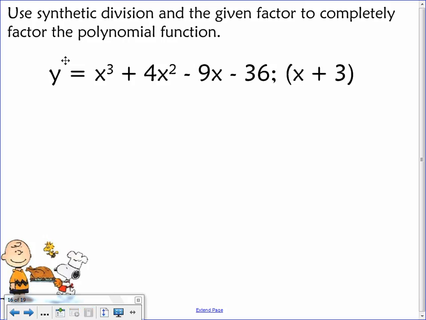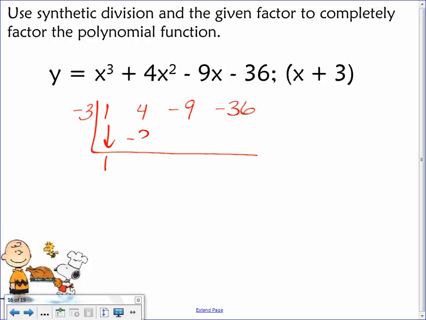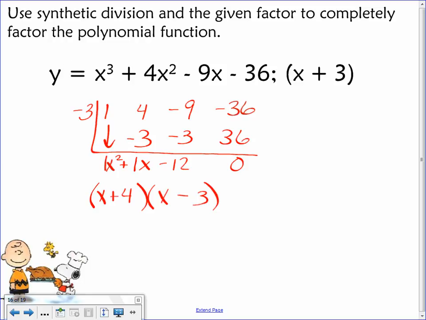All right. So let's set up our synthetic. What are we dividing by? 1, 4, negative 9, negative 36. Drop down the 1. So you multiply, add, multiply, add, multiply, add. X cubed, so we're going to go x squared plus 1x minus 12, no remainder. Factor this. Does that look familiar? Yeah. X plus 4, x minus 3. It was the flip-flop. And then don't forget your x plus 3.